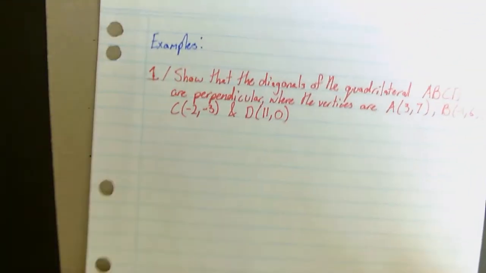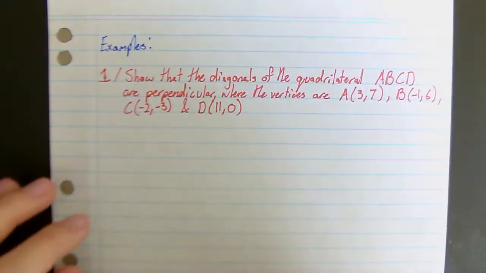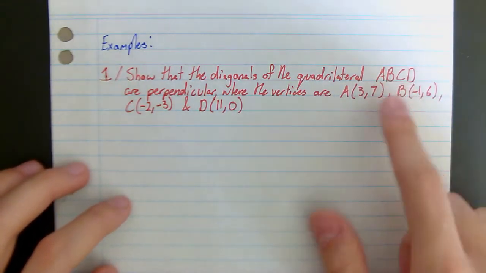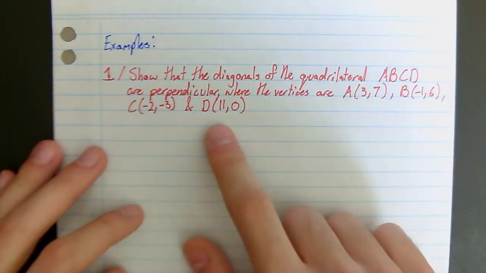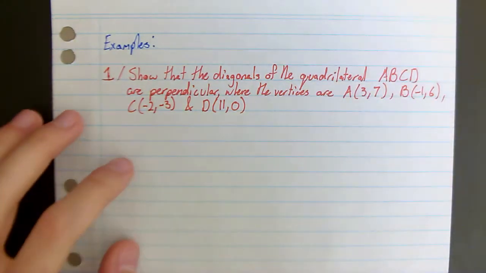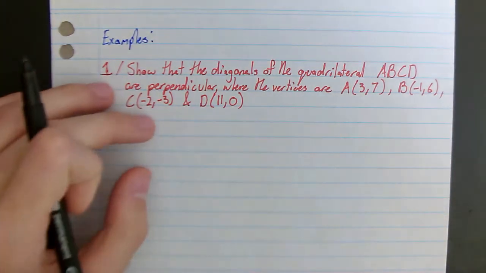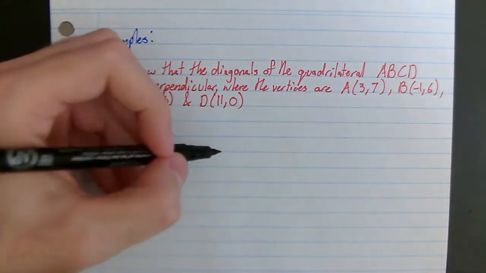So let's get into an actual example. This one's perhaps harder than the second one, mainly because it's just more applied. We need to show that the diagonals of a quadrilateral ABCD are perpendicular, where the vertices of that quadrilateral are A, B, C, and D, and they each have coordinates. So I need to show that the diagonals are perpendicular. Now I have a quadrilateral, so let's just briefly sketch out what this quadrilateral is going to be.